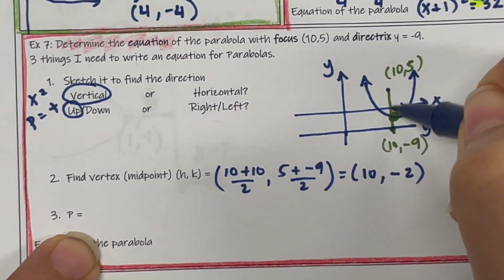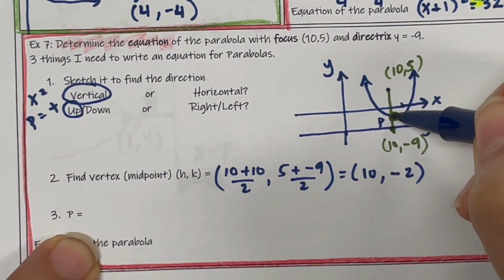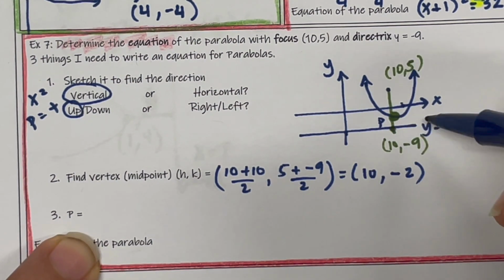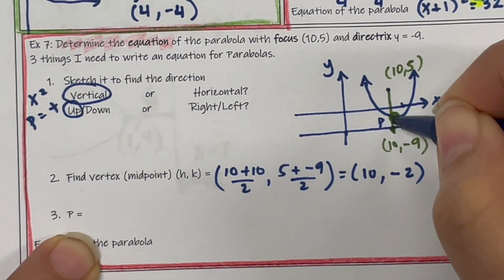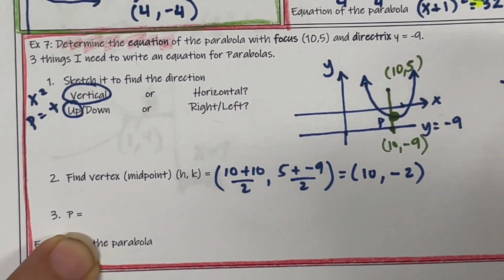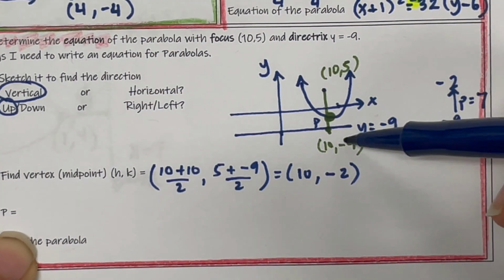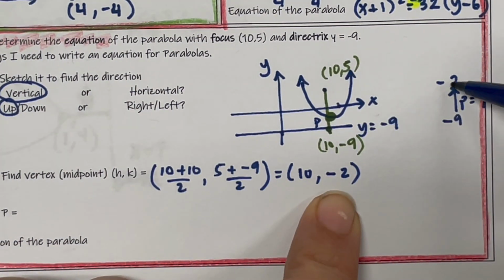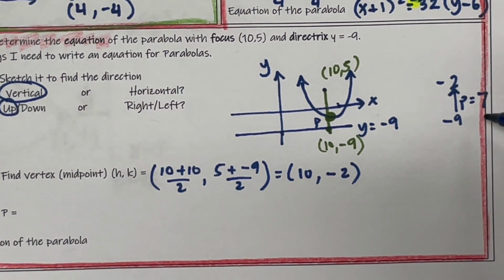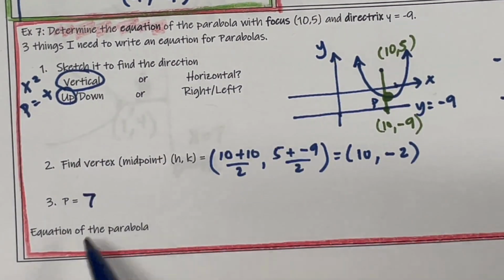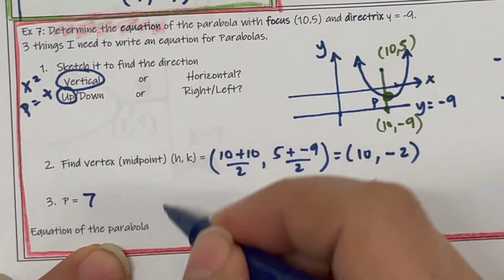I need to find P. P is the distance from either the directrix to the vertex or the vertex to the focus. Let me start at the directrix, at -9. I'm going to go up P units. Is x or y changing? Y is the one changing. Y changes by P and ends up at the vertex, -2. So it's going from -9 to -2. What is P? It's 7, because -9 plus 7 is -2. So P is 7.